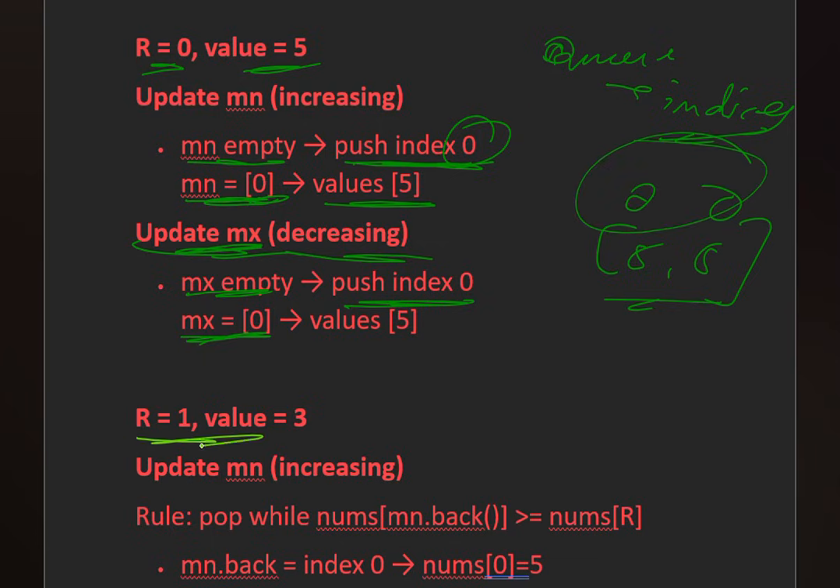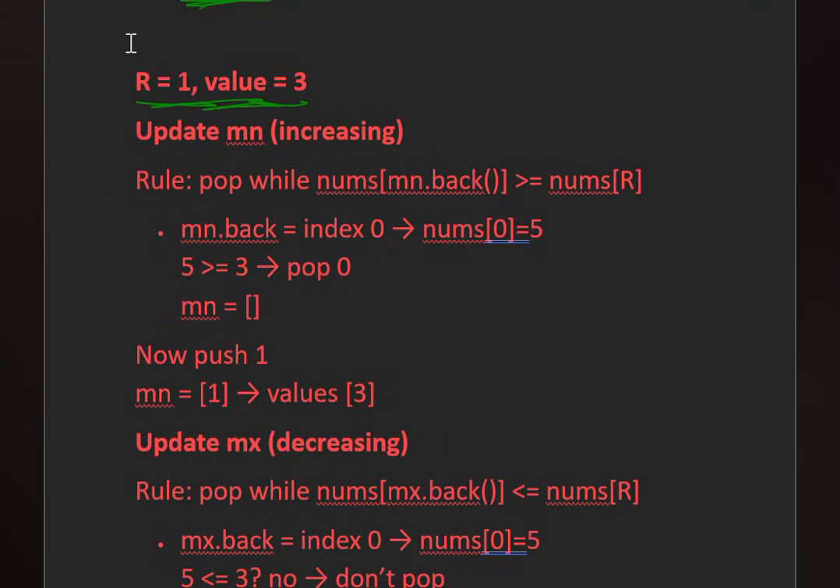Now suppose we have added element r equal to 1 to the window. If you see, the value is 3. So now first we look at the increasing or minimum deque. Already we have index 0 whose value is 5. But if you check, 5 is greater than or equal to 3. This 5 is greater than or equal to our current element 3.